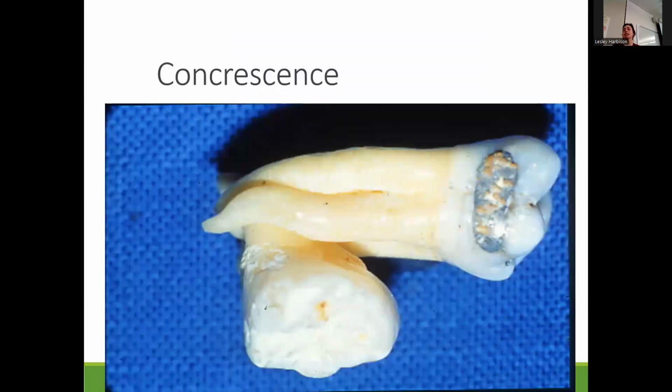Here is an example of concrescence out of the mouth, obviously. And so the roots just kind of got intertwined. And it looks to me as though one of these was probably an impacted molar, obviously, because they're at totally wonky angles to each other. So one was probably impacted in the bone. They probably had to cut open the bone and make a big old hole somewhere to get that out. But yeah, that's pretty crazy.